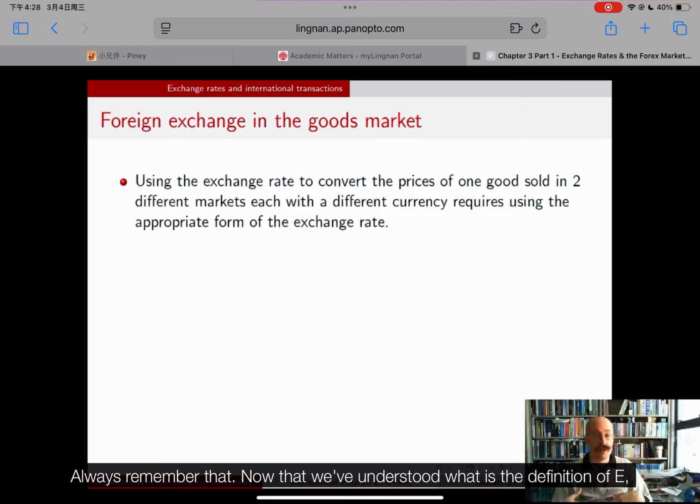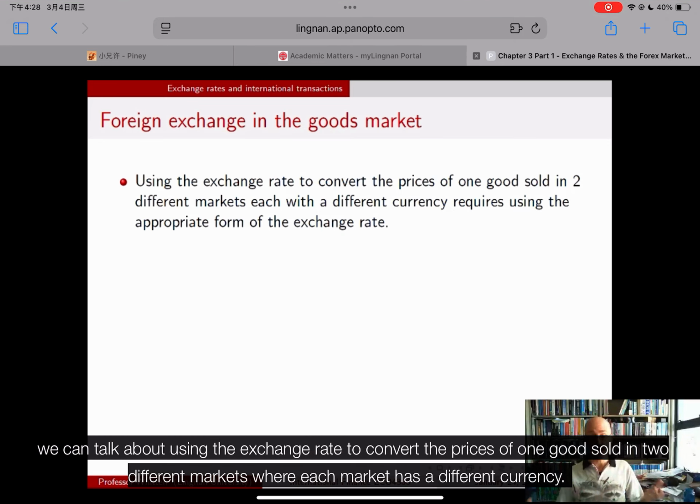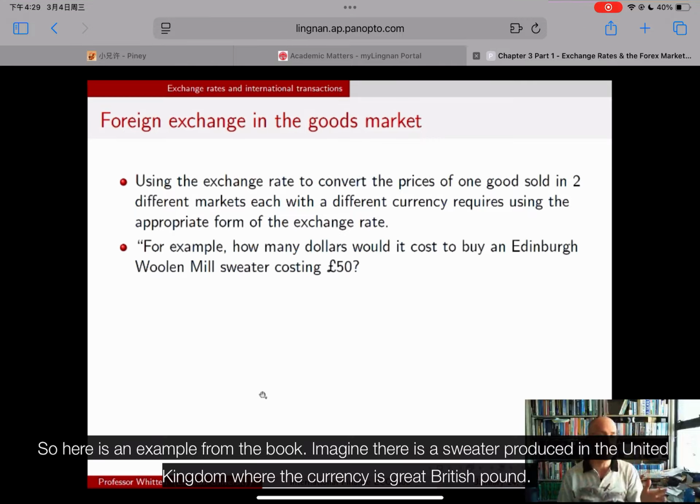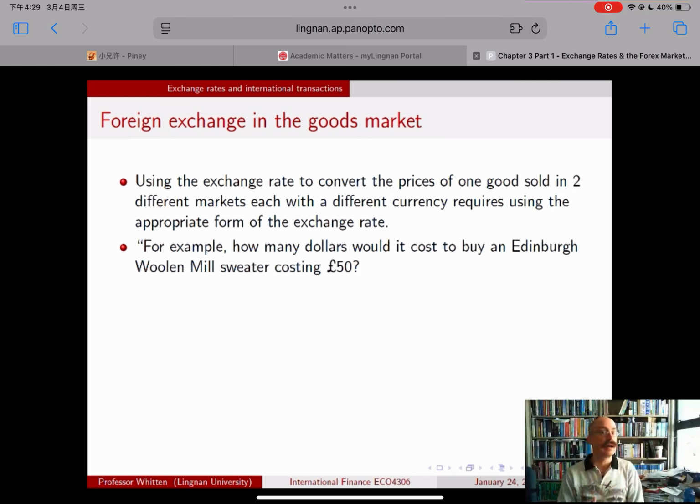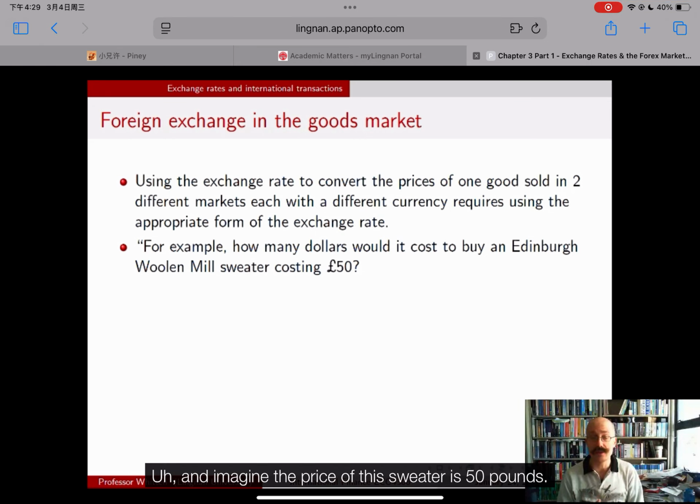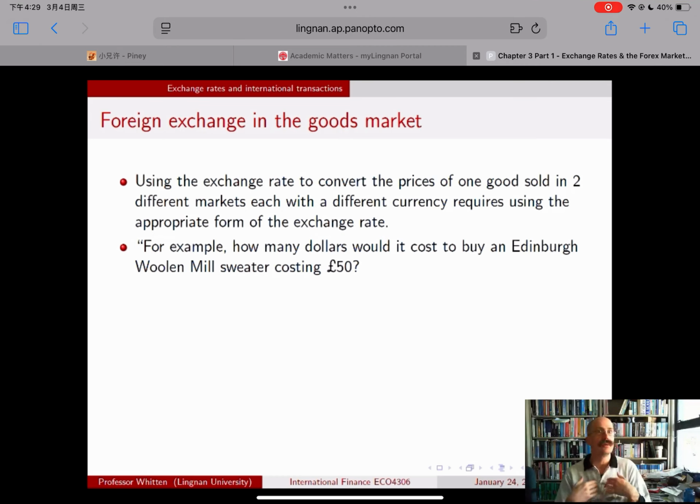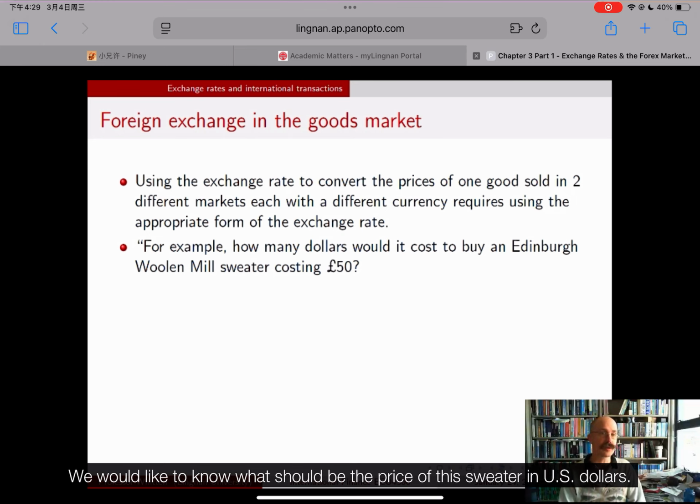Now that we've understood the definition of E, we can talk about using the exchange rate to convert the prices of one good sold in two different markets, where each market has a different currency. So here's an example from the book. Imagine there is a sweater produced in the United Kingdom, where the currency is the Great British Pound. And imagine the price of this sweater is £50. We would like to know what should be the price of this sweater in US dollars.